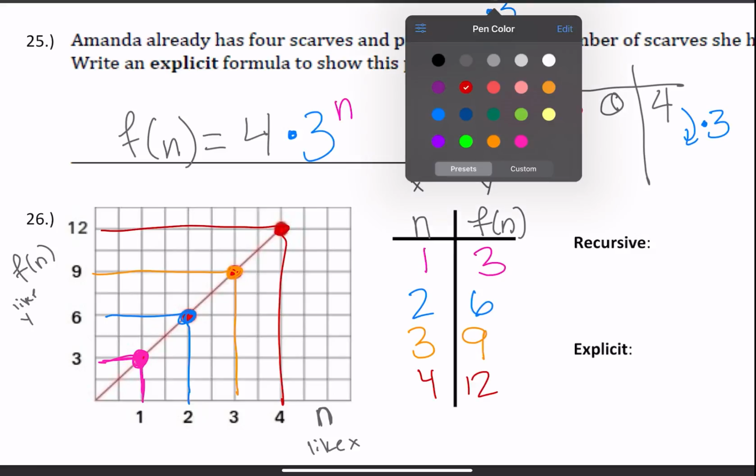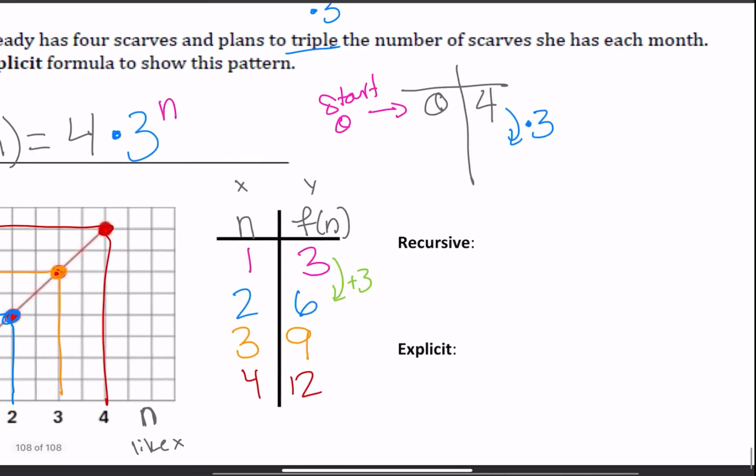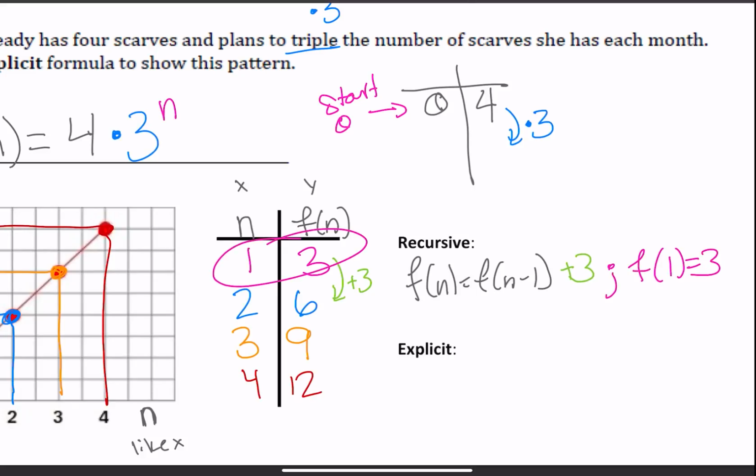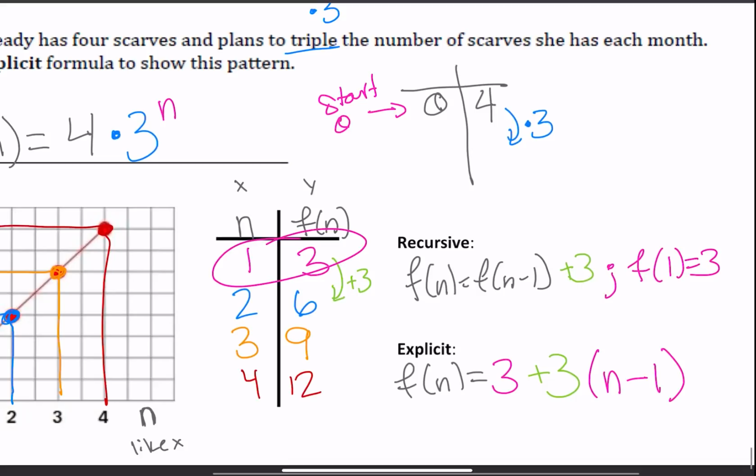So the math that is happening down our table is we are adding by 3. So if I write the recursive out, I'm left with f of n equals f of n minus 1 plus 3. Start of the table is f of 1 equals 3. Explicit is f of n equals 3 plus 3 times (n minus 1), parentheses n minus 1, because we start at 1.